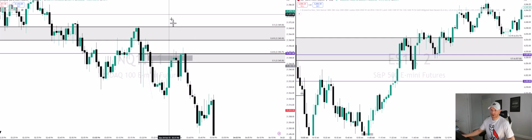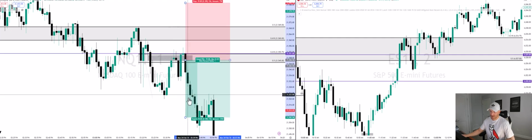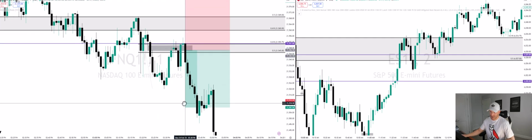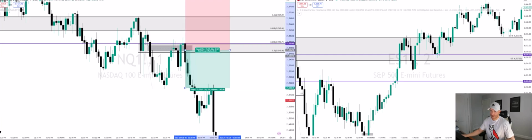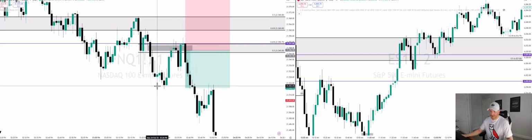There we go. There's our entry right here. This would have been a beautiful short. So we got our entry right here. We got the close below. Look at no 2-minute close above that. Notice that? No 2-minute close above that. That's what we want. Entry here, target, these lows right here. Boom. This would have been a snipe.